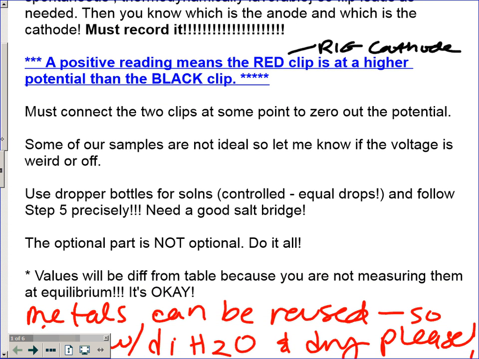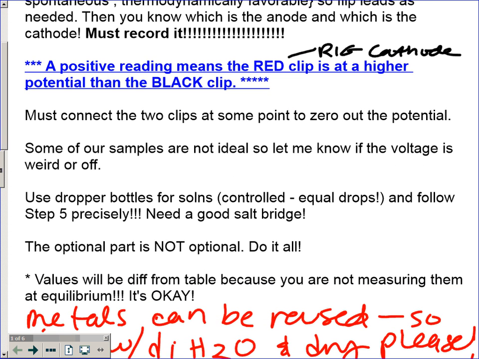And before the lab begins, before you start touching metals, you have to take your red and your black electrodes, or your alligator clips, and touch them together to zero them out. It's not going to shock you, okay? Just touch them and zero it out. It's kind of how you calibrate it. Some of our samples, I made them, so if they're weird or off, it's because I have no access to those materials, and so alchemy kicks in and I have to make them.